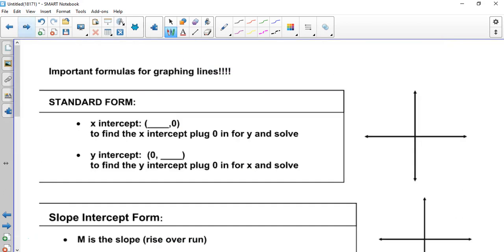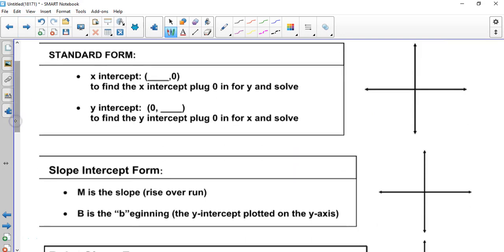Okay. Important formulas for graphing lines. Standard form. For the x-intercept, we have a number here in x, and y is 0, which is why we plug in a 0 for y to solve. For the y-intercept, we plug in a 0 for x and have a number for y. That form is ax plus by equals c. Notice your x and y are on one side, and your standard number, the constant, is over on the other side.